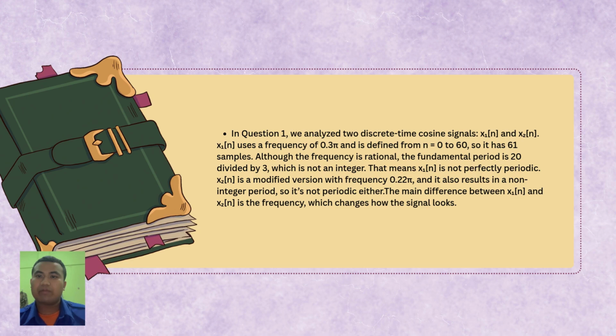S2[n] is a modified version with frequency 0.22π and also results in a non-integer period, so it is not periodic either. The main difference between S1[n] and S2[n] is the frequency, which changes how the signal looks.